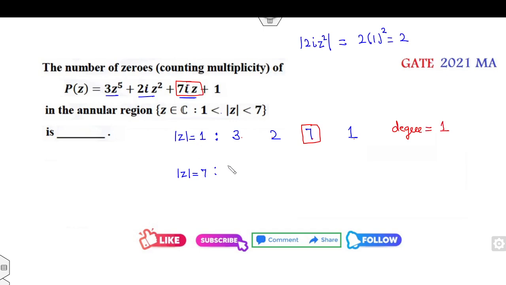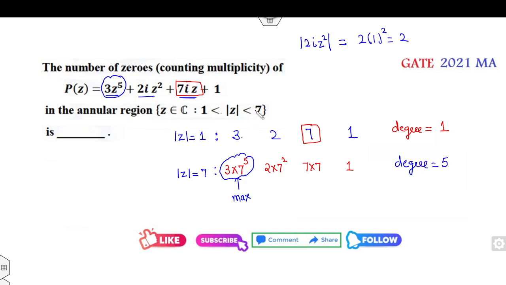On the value of 7, the first value is 3 into 7 raised to power 5. The second number is 2 into 7 raised to power 2. The third number is 7 into 7. The last number is 1. Clearly, this first number is my maximum. Fine. And the degree corresponding to the maximum term is 5.